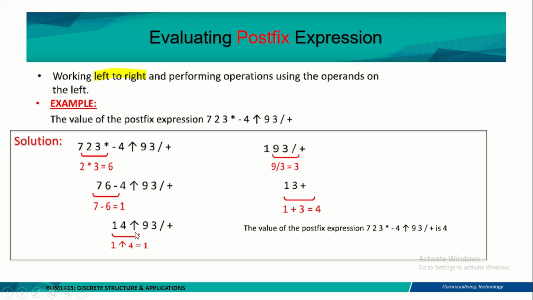Then we see the power: 1 power of 4 is equal to 1. Then you see the leftmost operation here is divide. So we have 9 divided by 3, equal to 3. So 1 plus 3 is equal to 4. So the value of the postfix expression is 4. That's all. This is just easy mathematics.